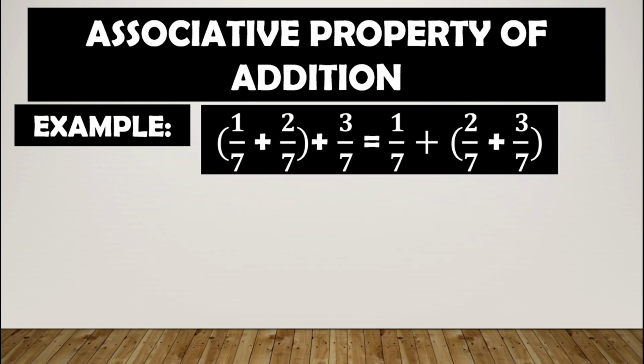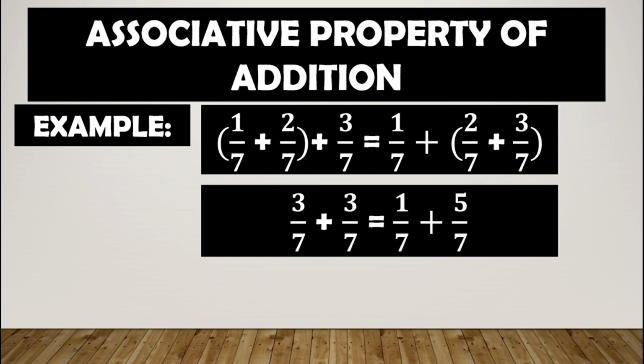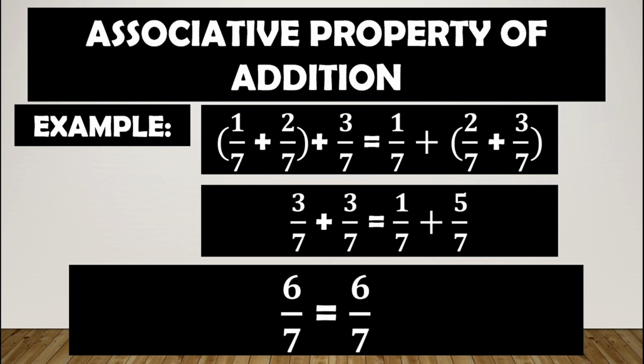Another example. Quantity of 1/7 plus 2/7 plus 3/7 is equal to 1/7 plus the quantity 2/7 plus 3/7. Combining 1/7 and 2/7, the sum is 3/7 plus 3/7. It is equal to 1/7 plus 5/7, which is the result when we combine 2/7 and 3/7. By simplifying 3/7 plus 3/7, we have 6/7, and that is equal to the right side of our equation, which sum is also 6/7.